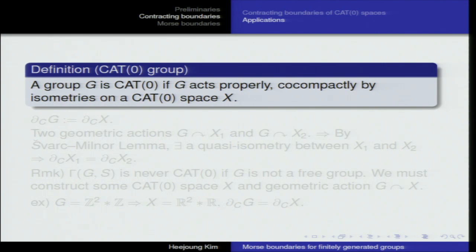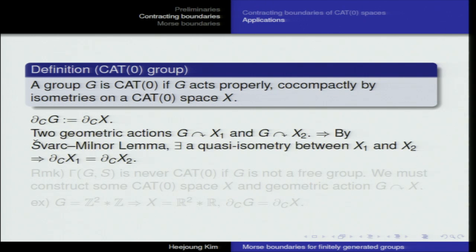So now for CAT(0) groups. We already know that a group G is CAT(0) if G acts properly cocompactly by isometries on a CAT(0) space X. So the contracting boundary of the group is defined by the contracting boundary of the space. Then it is well defined because the contracting boundary is a quasi-isometric invariant, by the Milnor-Svarc lemma.